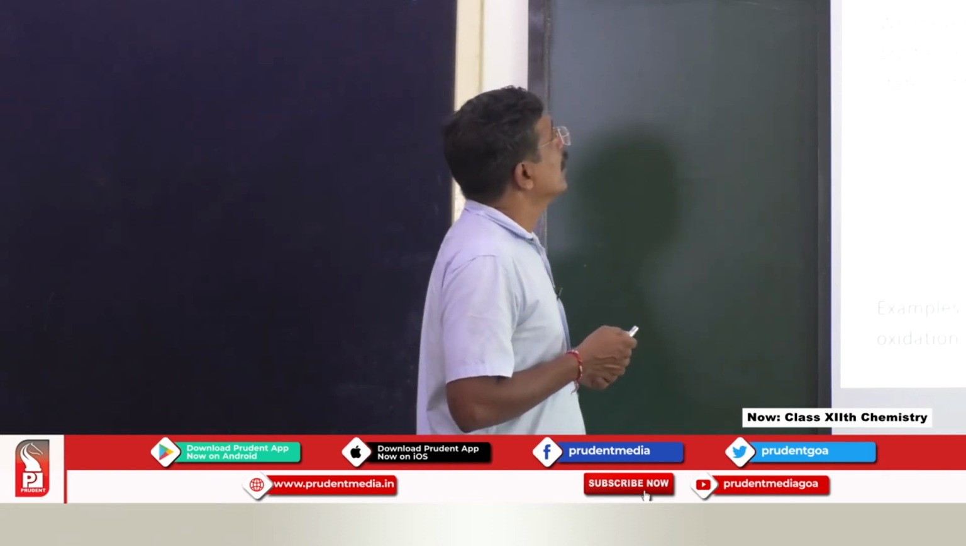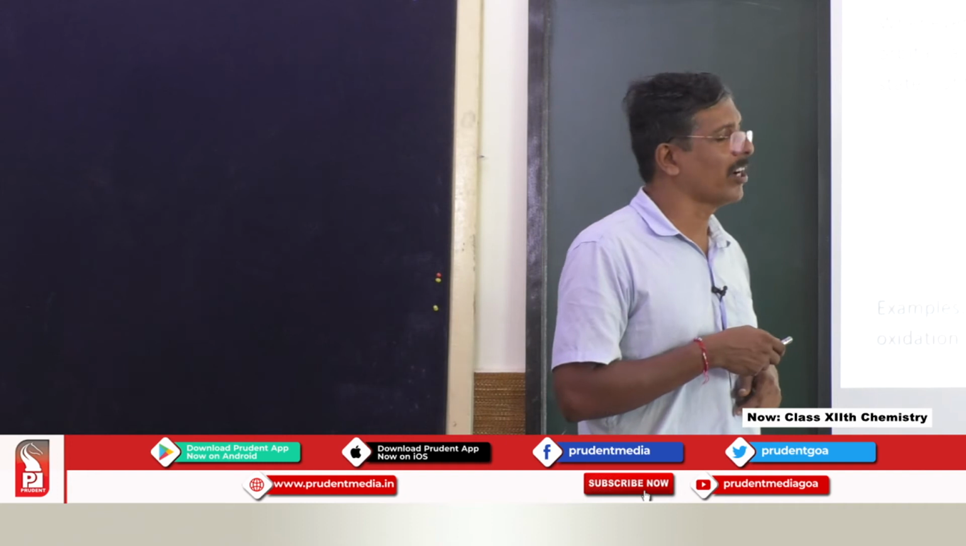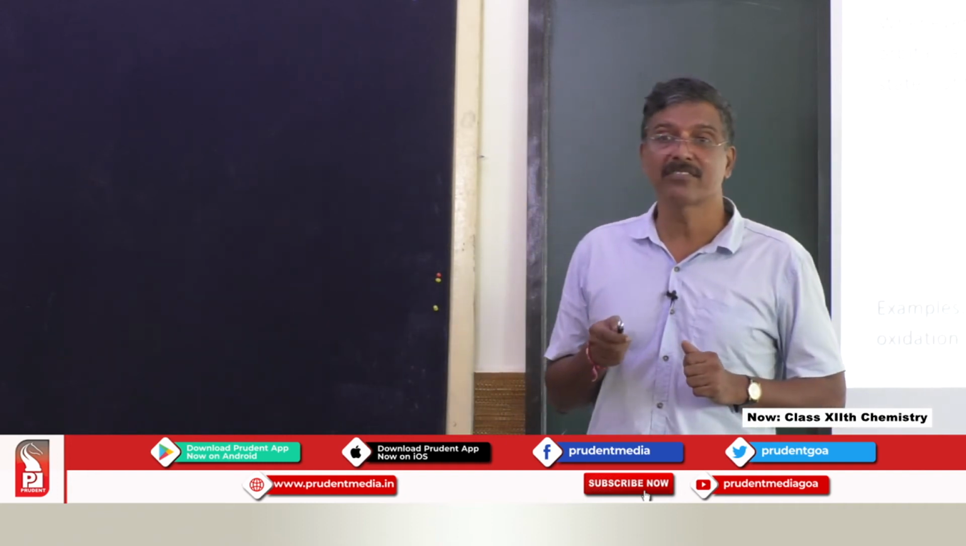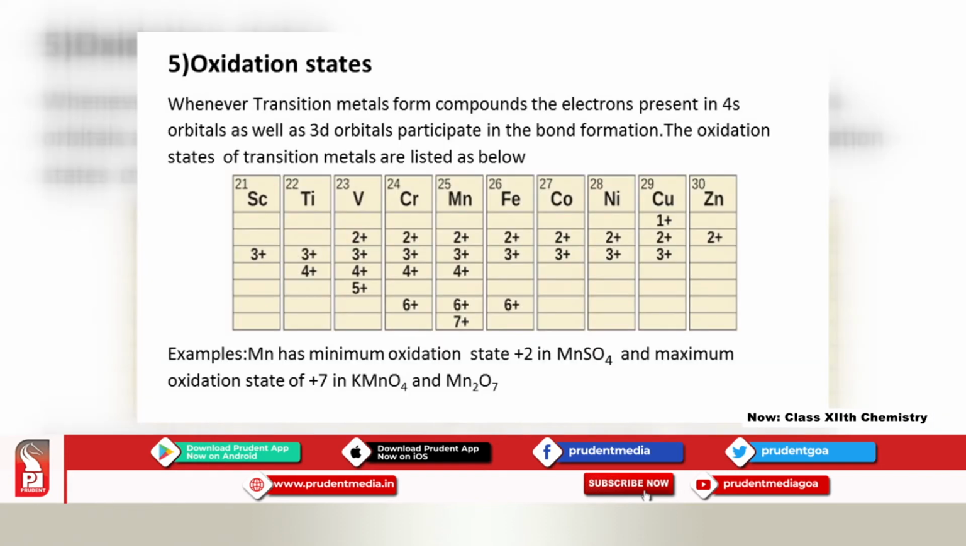Let us see this. Whenever the transition metals form a compound, the electrons present in the 4s orbital as well as the 3d orbitals participate in the bond formation. They have valence electrons in d as well as s. The outermost or valence electrons take part in the bond formation. The oxidation states of the transition metals are listed below: scandium, titanium, vanadium, chromium, manganese, iron, cobalt, nickel, copper and zinc. Scandium and titanium won't show the plus 2 oxidation state. From vanadium through zinc, they show the plus 2 oxidation state because the 4s electrons are involved in the bond formation. That's why they show plus 2.